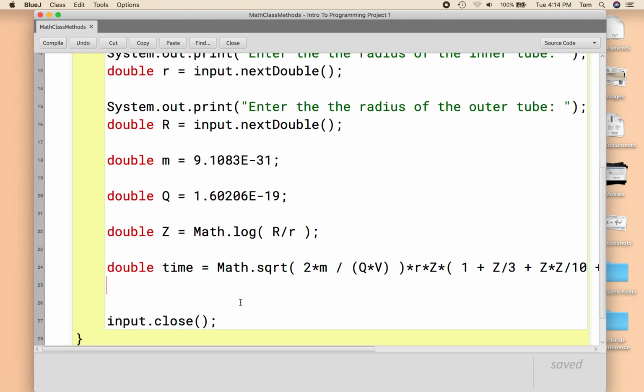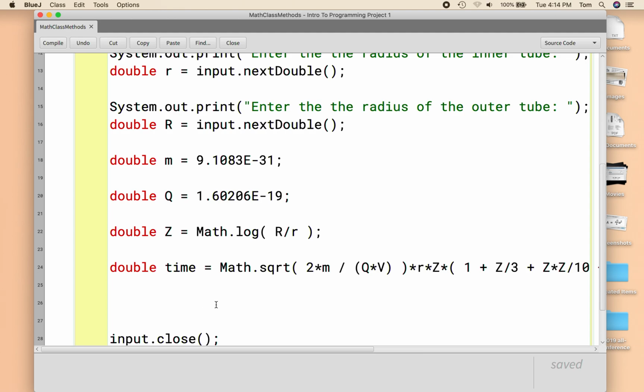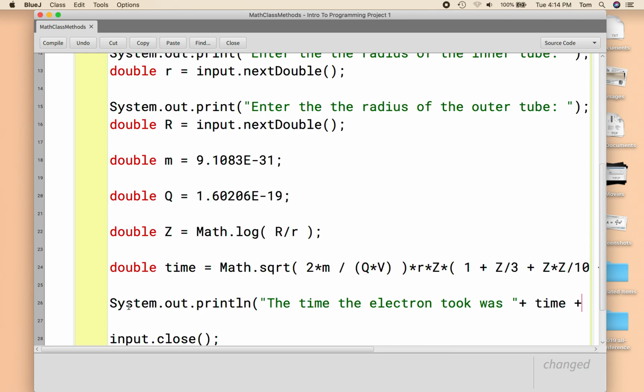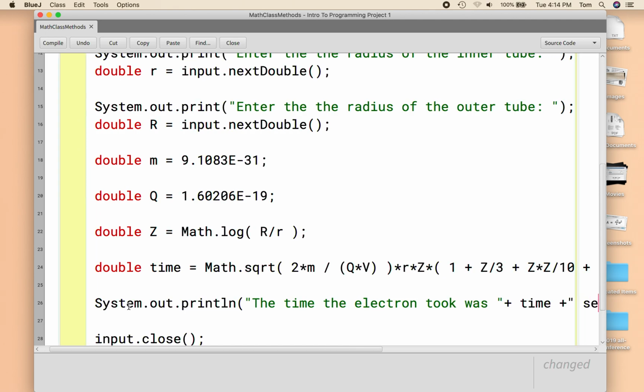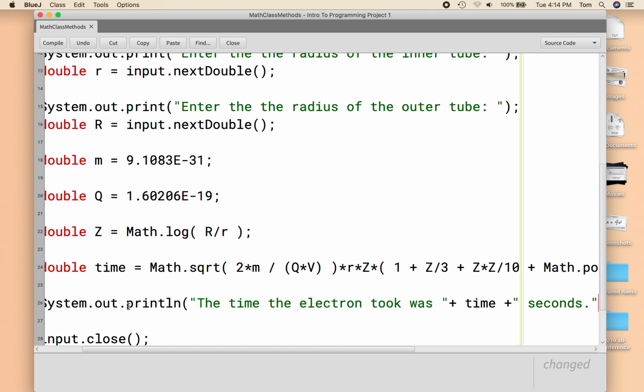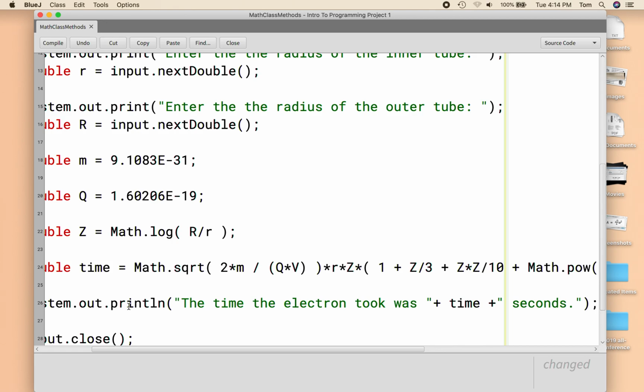So it's kind of a long one. Like I said, that's why I did it for you guys. But the next thing that we want to do is just go ahead and output the time. So let's go ahead and put a system.out.println and say something like, the time the electron took was, and then we're going to go ahead and add on the time, and then I'll just add on seconds.